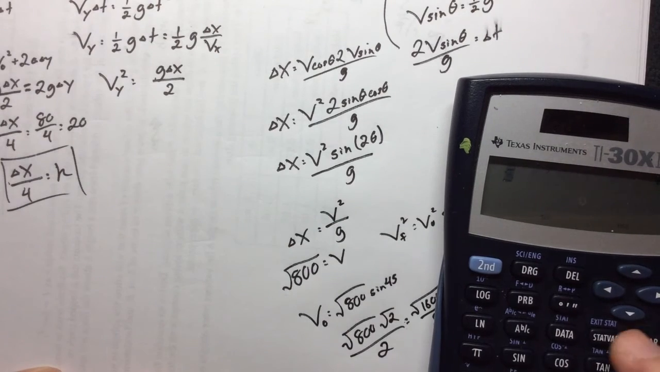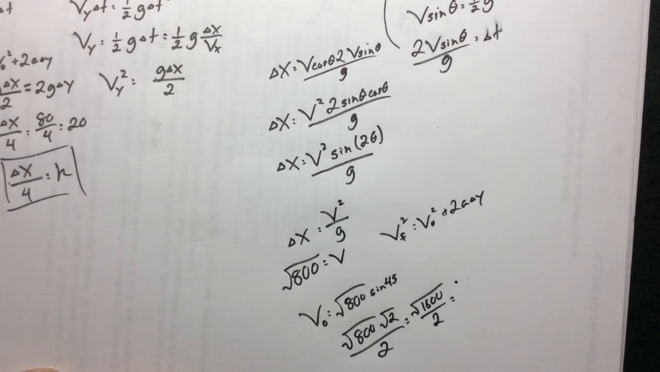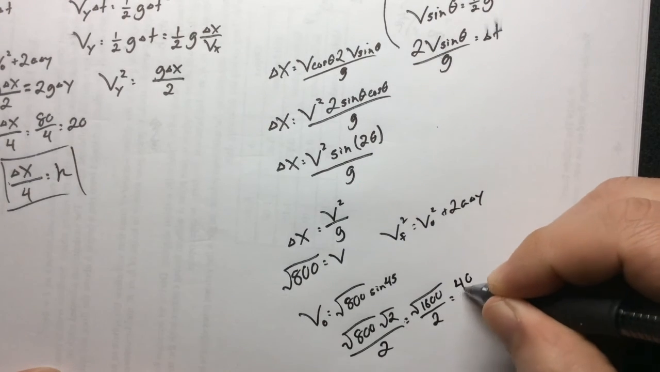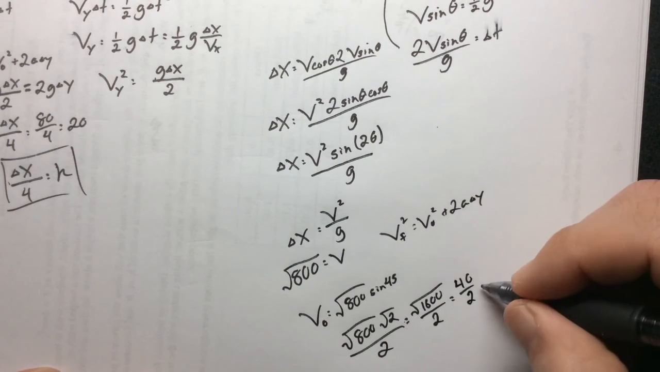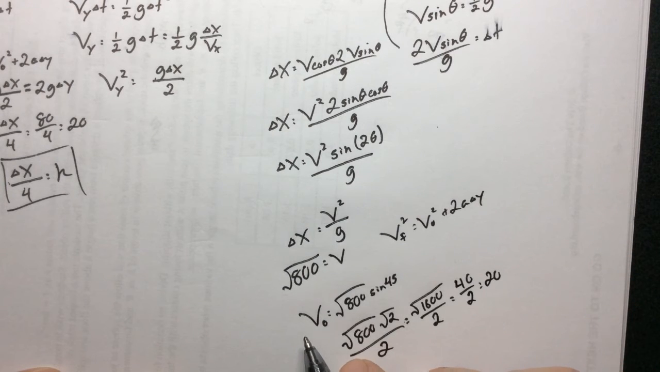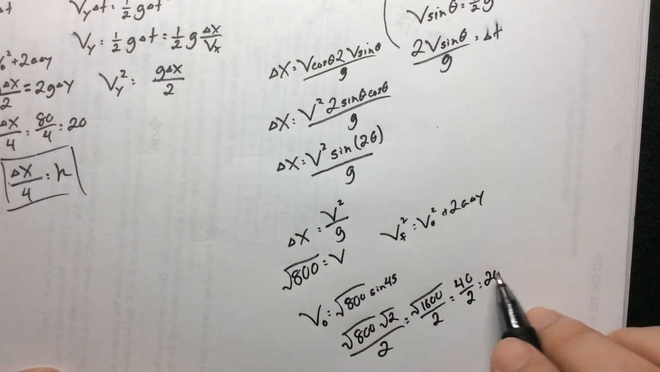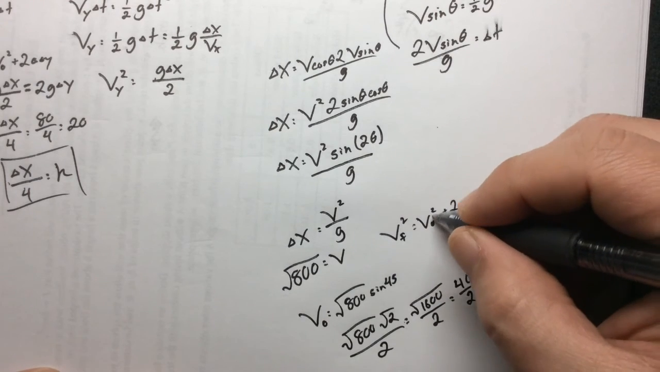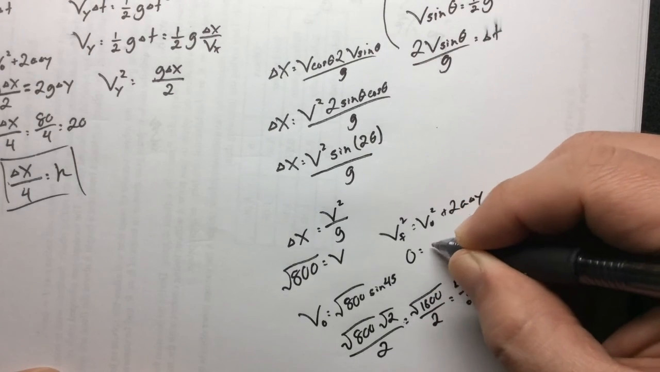Hold on. Square root of 1600. Yep. 40 divided by 2 is equal to 20. Okay, so v naught is 20. So I'm going to say v naught is 20. This is 0. That's 20.